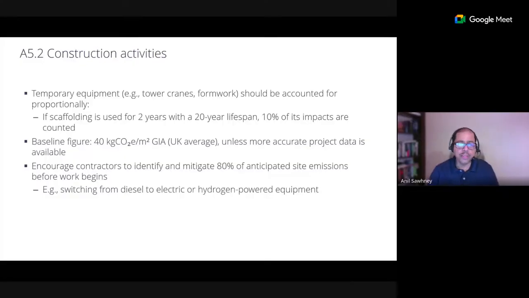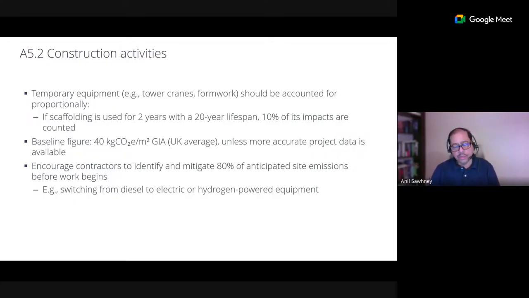So obviously, if you are going to go to a level of detail in doing these calculations, let's say you have scaffolding, or formwork, you have tower cranes, you are going to only utilize emissions from those temporary equipments that are used for your project, because there's going to be reuse also. So make sure that that is accounted for.